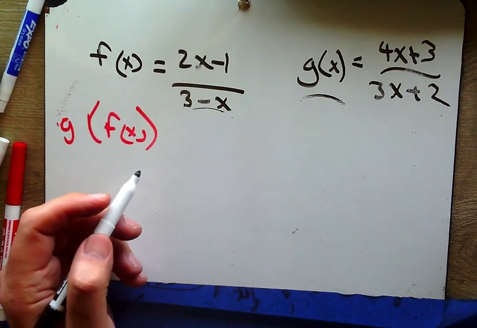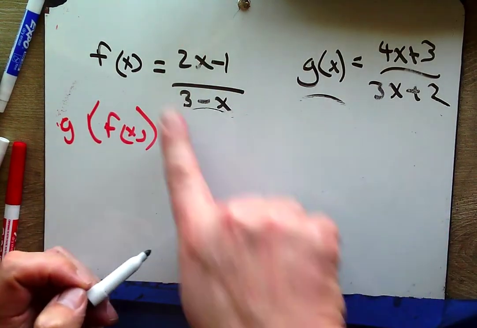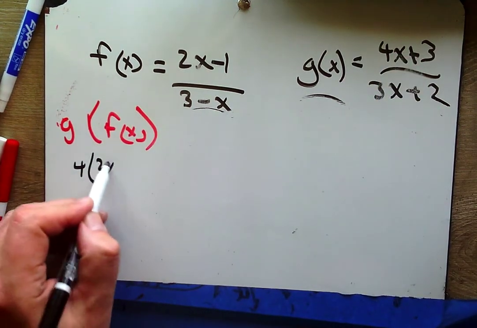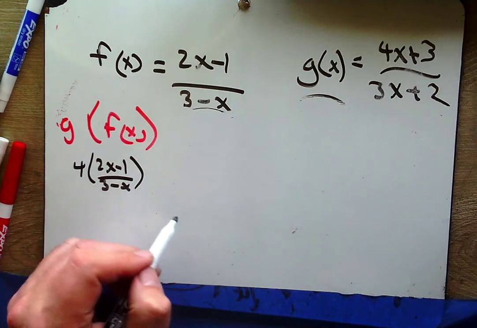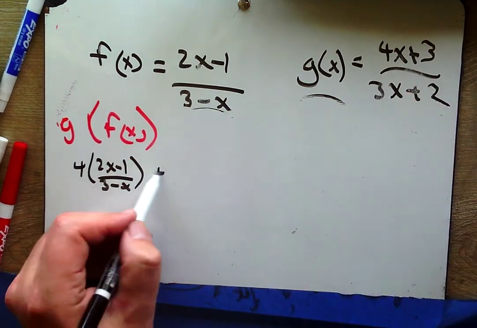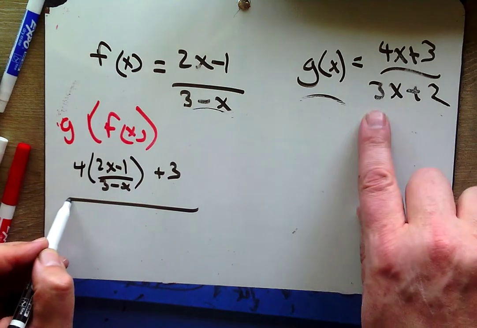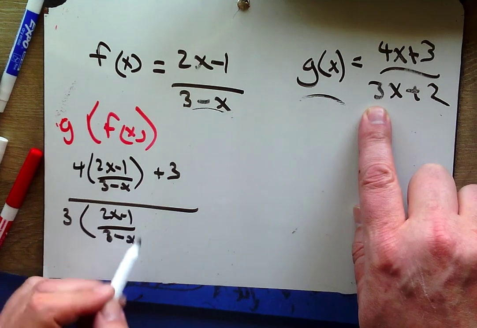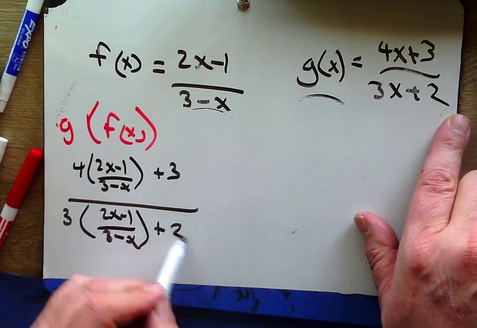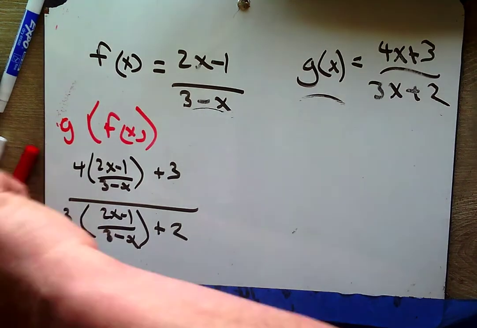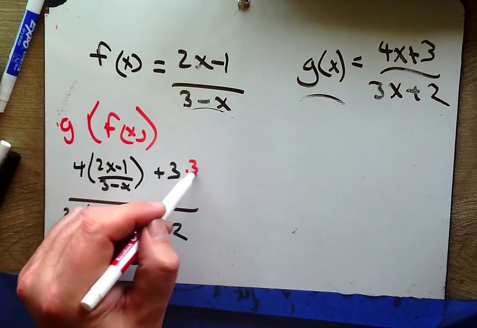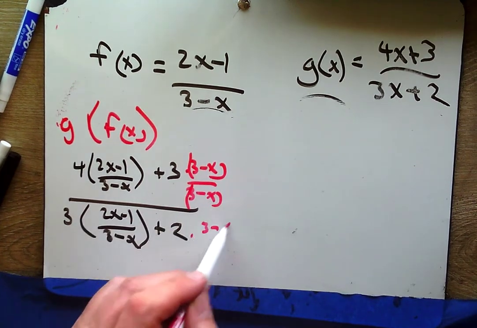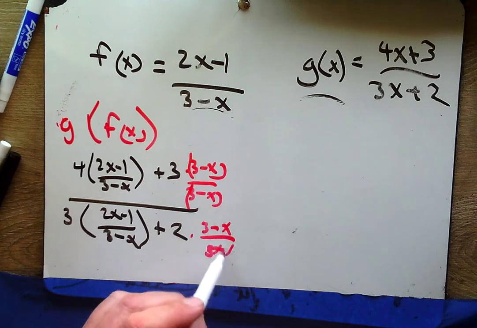Hi, welcome back. So I'm going to take this and put it into each of those x's. So I'm going to have 4 times 2x minus 1 over 3 minus x. Don't forget this plus 3 over 3 times 2x minus 1 over 3 minus x plus 2. Okay, now is the point where I make that common denominator. This needs a 3 minus x over 3 minus x, and this needs a 3 minus x over 3 minus x.